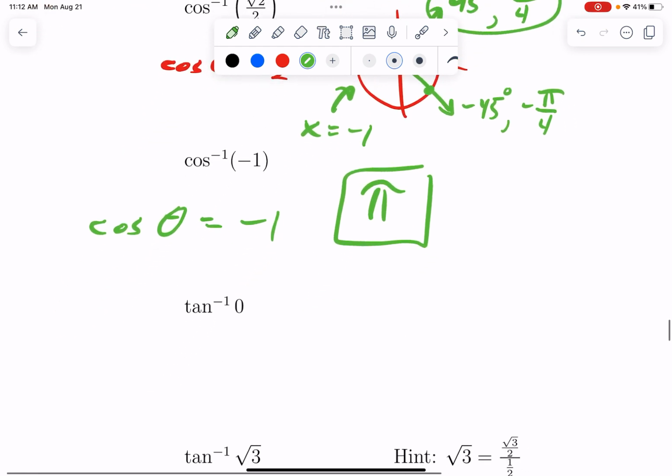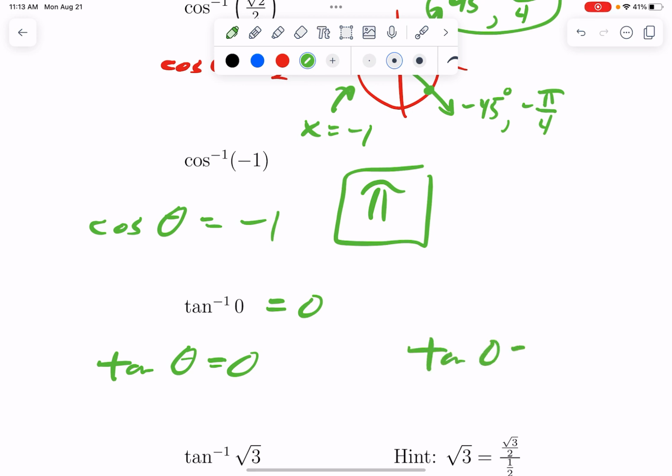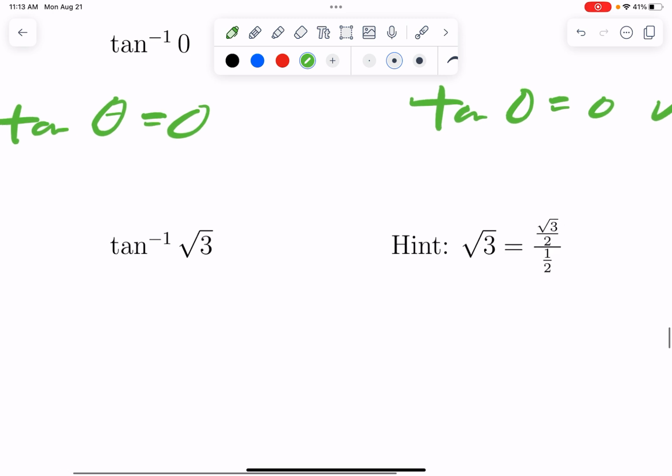Inverse tangent of 0 means the tangent of some angle is 0. Right? Tangent is sine over cosine. A fraction is 0 when the top is 0. So basically, this means that we're getting the sine of 0, and you can check that an angle of 0 does that. Right? Tangent of 0 degrees or 0 radians really is 0. And then inverse tangent of root 3.